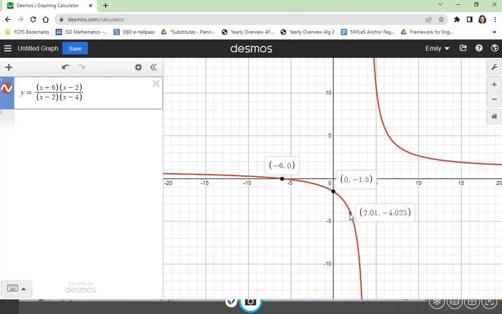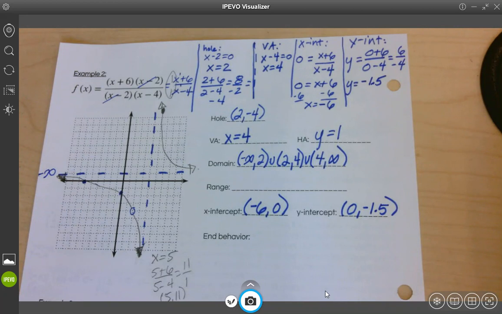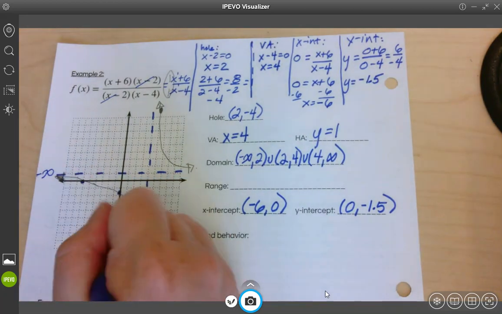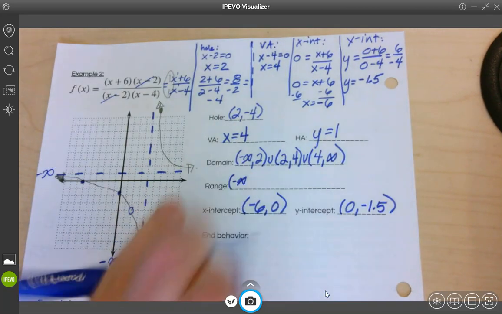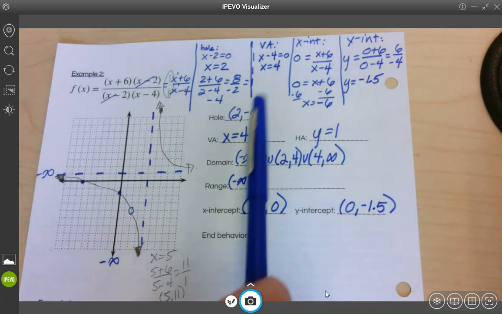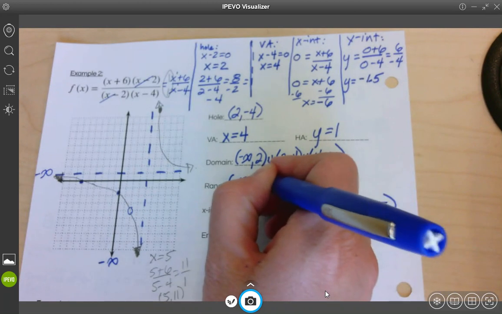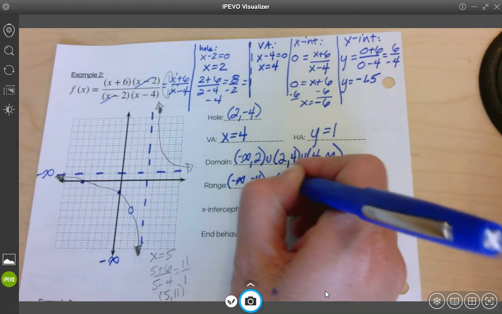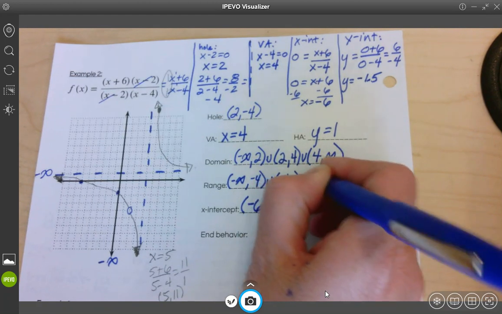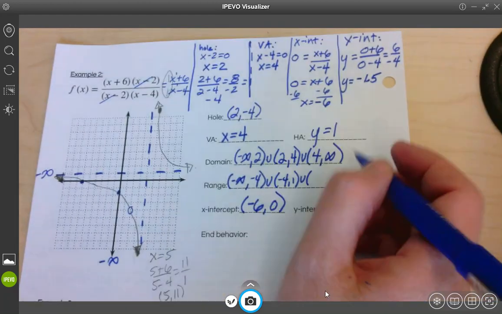The hole is something that we don't see unless you are able to land right on that 2 and see the undefined. It's kind of tricky. But we're going to do our range. So our range starts at the bottom at -infinity. And then it goes up to the y value of the hole, -4. -4 up to my asymptote. And then from my asymptote, it should go up to infinity.